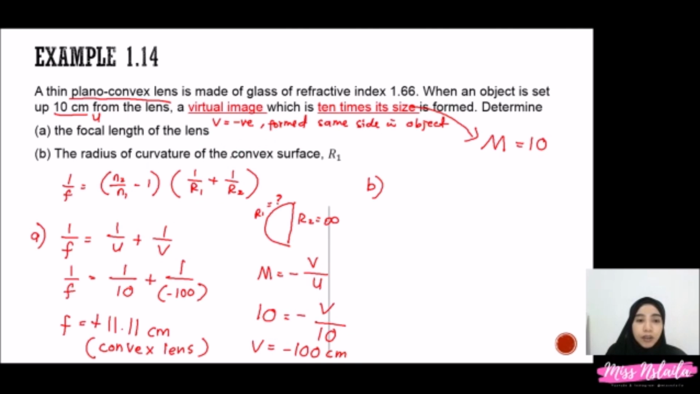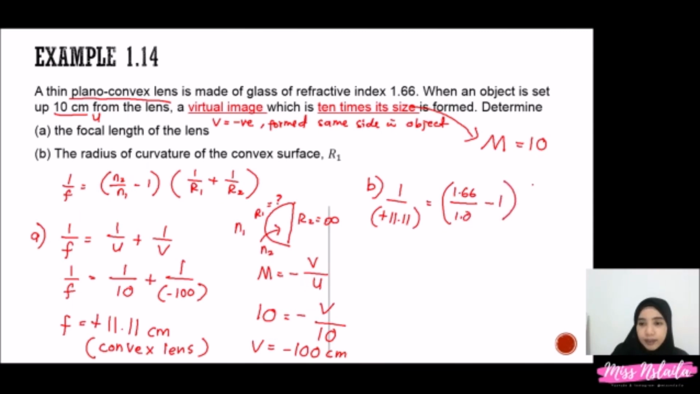For question B, we need to find the radius of curvature of the convex surface R1. Now we can use the lens maker equation. So 1 over F, F is positive 11.11, equal to N2. N2 is the refractive index of this lens, so it should be 1.66, divided with N1, this medium, which is air. Because the question doesn't say it is in water, in oil, or any other material. So if there is no mention of anything, the thin lens will be in air. So this will be 1.0, minus 1, times 1 over R1 plus 1 over R2, which is infinity. So this is the equation: 1 over focal length equals N2 divided with N1 minus 1 times 1 over R1 plus 1 over infinity.